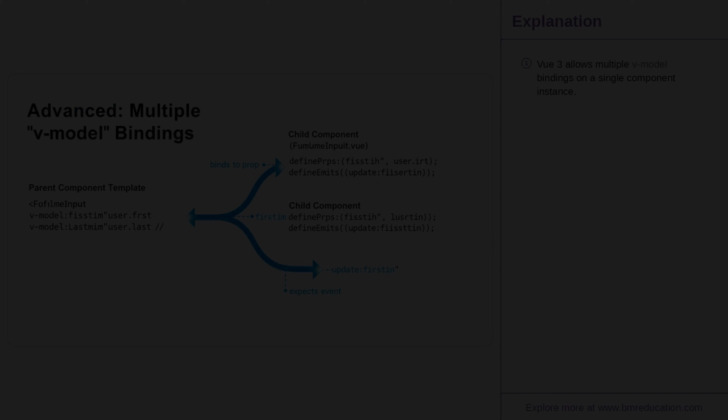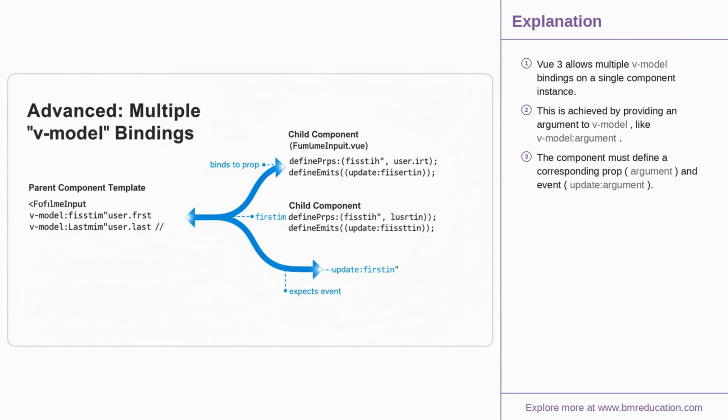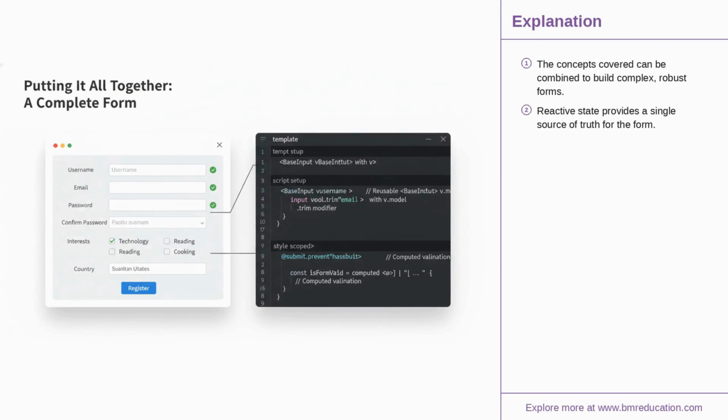All the complexity of the prop and event is abstracted away, giving us a clean, declarative, and reusable way to build our forms. What if your component needs to manage multiple pieces of data? You can actually use v-model multiple times on the same component by providing an argument, like v-model:firstName and v-model:lastName. The component would then need to define corresponding props and events, such as firstName and update:firstName. Let's put it all together.